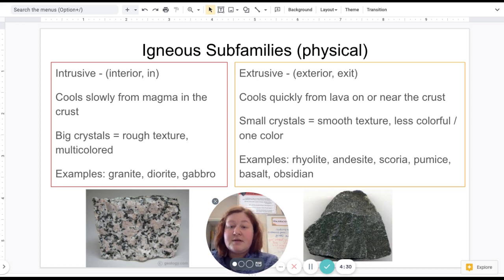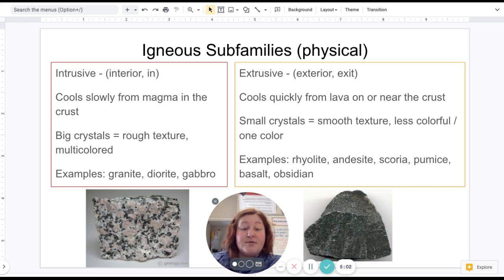So intrusive, these are rocks that cool in the crust. These are usually formed from magma because magma is still in the earth. So this is a slow cooling igneous rock. It takes a long time for these to cool. Because of that, we see bigger crystals in it. Those crystals just have more time to form. And some examples of this are granite, diorite, gabbro, kind of like what you see here in this picture.